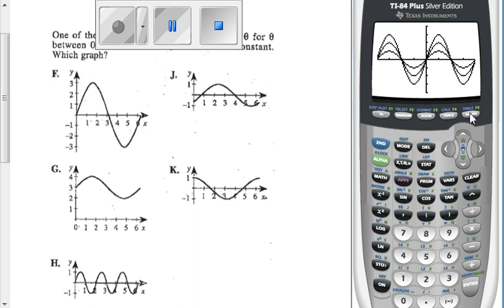When we're looking at the difference between f and h, you're going to notice the number of waves that you can see increases on h, but on f we have one going up and one going down. That matches exactly what's on our calculator, so the answer here is going to be F.